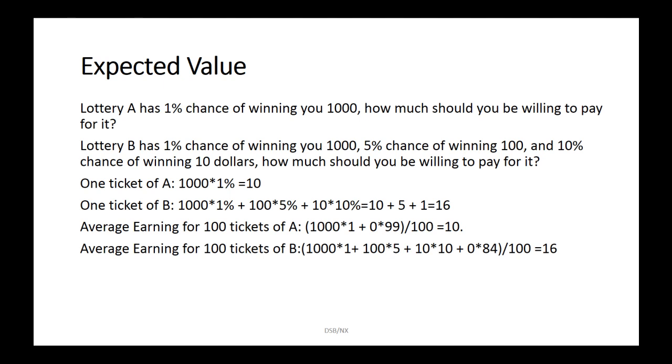Let's also look at lottery B. So if I purchase 100 tickets of lottery B, I know one of them is going to earn me $1,000, 5 of them is going to earn me $100, 10 of them is going to earn me $10, and the remaining 84 tickets is going to earn me nothing. Again, so this sum should describe the total earning if I purchase 100 tickets of B. And by dividing that sum by 100, that gives me the average value per ticket. Therefore, you should be willing to pay up to $16 for lottery B.